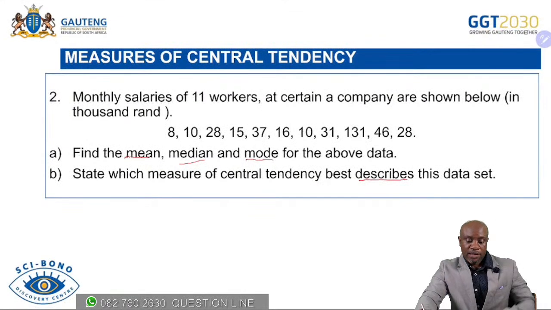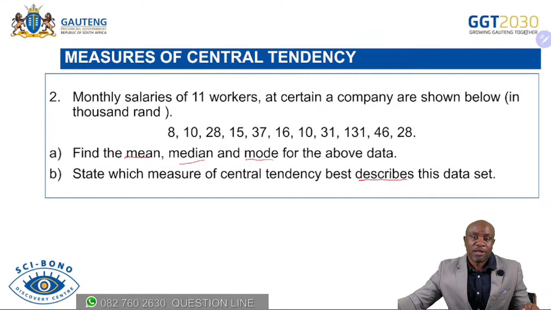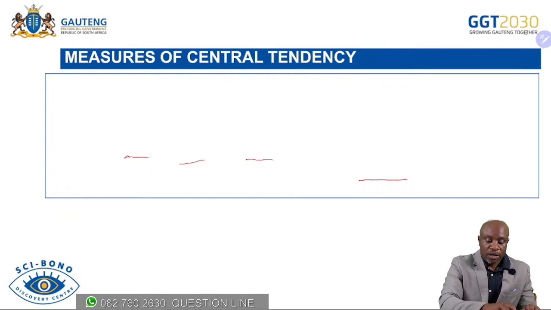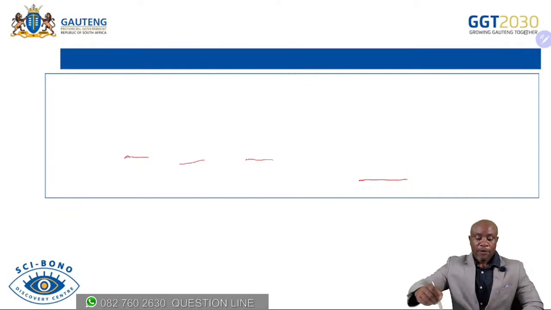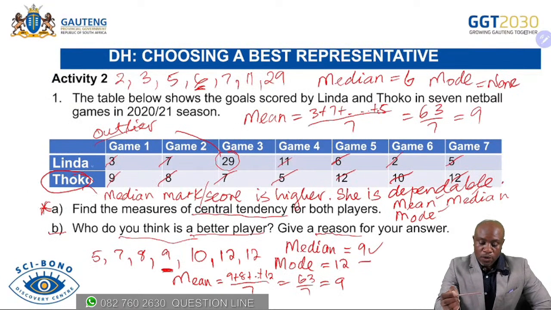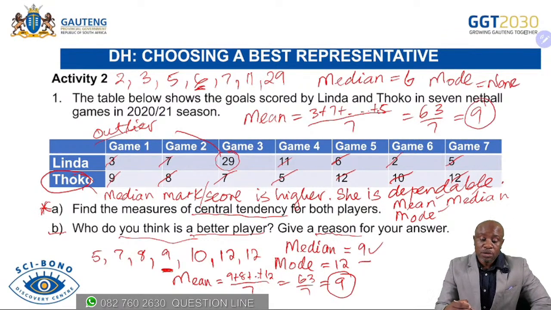Welcome back, grade 11. Somebody just asked a question, and Joy Sapo, I'll attempt to answer it. The question is, would it be wrong to calculate the average to get who is the best player? I want us to go back to that question where I was calculating the averages. If you look at these two players, Linda and Togo, we did calculate the average. When you say average, I hope I understand you very well, you mean the mean.